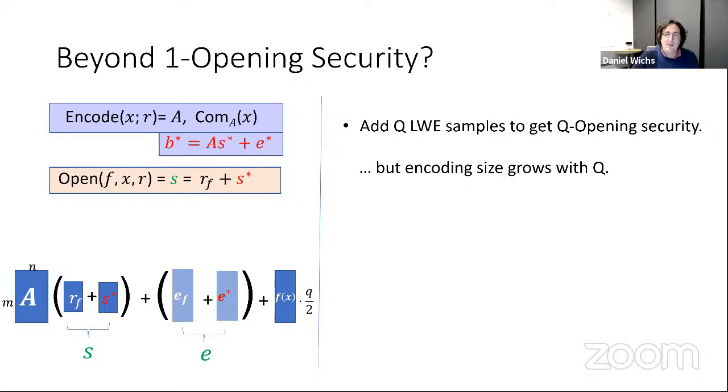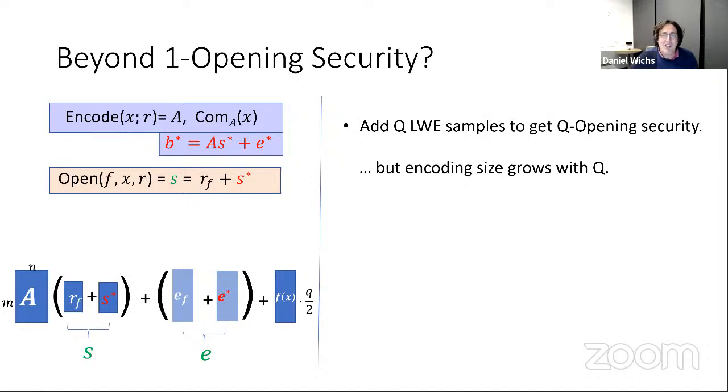So one idea you might have is let's just add not just one LWE sample to the encoding, but let's add many LWE samples. Let's say Q LWE samples to get Q opening security. And the problem with that is, that works. That does give you security. But then the encoding size grows with the number of openings I'm going to give out, and that's not allowed. The encoding size can be big, but it can't grow with the number of openings Q.